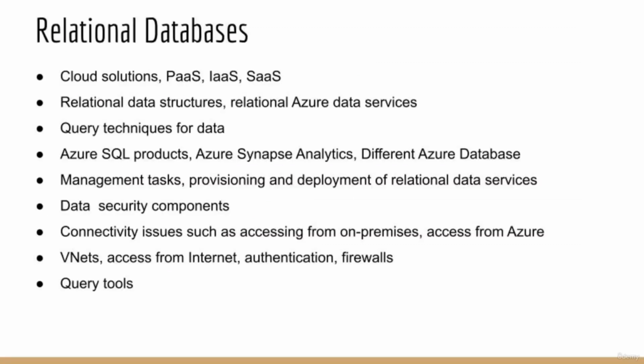The second section of the DP-900 Azure Data Fundamentals exam is about relational databases. In this section of the exam, you should be able to describe and compare different cloud solutions, such as PaaS, or Platform as a Service, IaaS, or Infrastructure as a Service, and SaaS, or Software as a Service. You should also be able to describe relational data structures, such as tables, indexes, and views, and also describe relational Azure data services. Moreover, you should be able to describe relational data workloads as well as identify the right data offering for a relational workload.